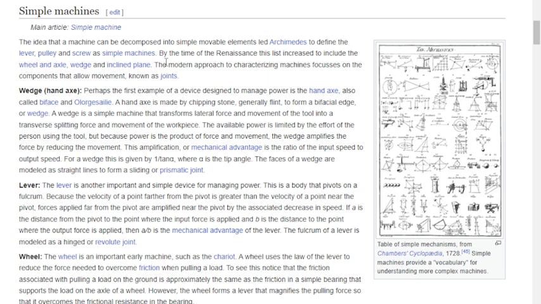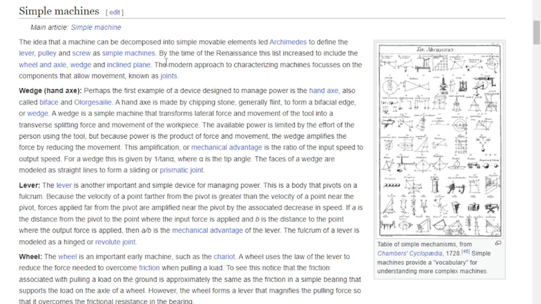The available power is limited by the effort of the person using the tool, but because power is the product of force and movement, the wedge amplifies the force by reducing the movement. This amplification, or mechanical advantage, is the ratio of the input speed to output speed. For a wedge, this is given by 1 over tan(alpha), where alpha is the tip angle. The faces of a wedge are modeled as straight lines to form a sliding or prismatic joint.